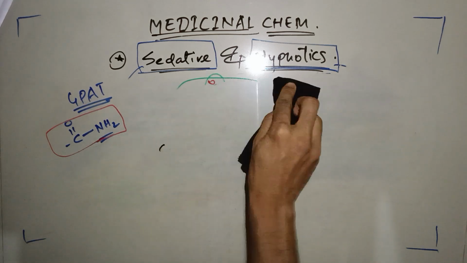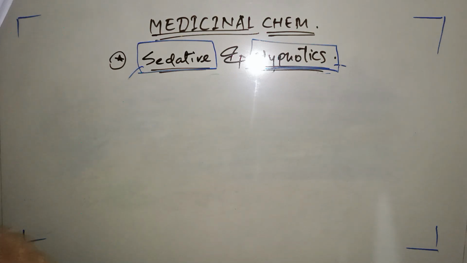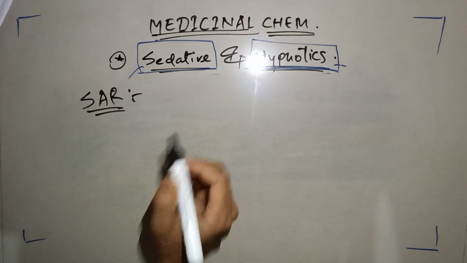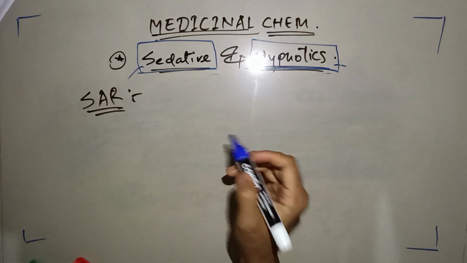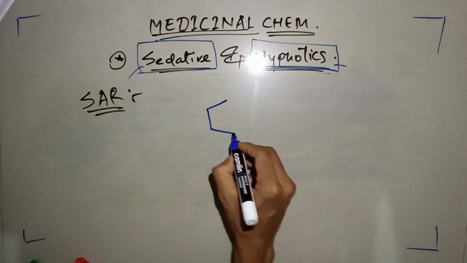Now we are going to learn the SAR, structure activity relationship, of barbiturate. Can you please tell me what is the common name of barbituric acid derivative? Barbituric acid is also called barbitone. The reason behind that is it has ketone as a functional group.